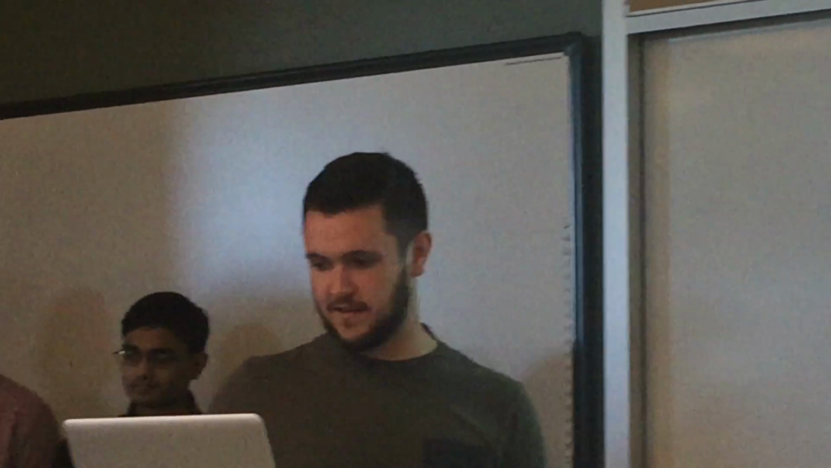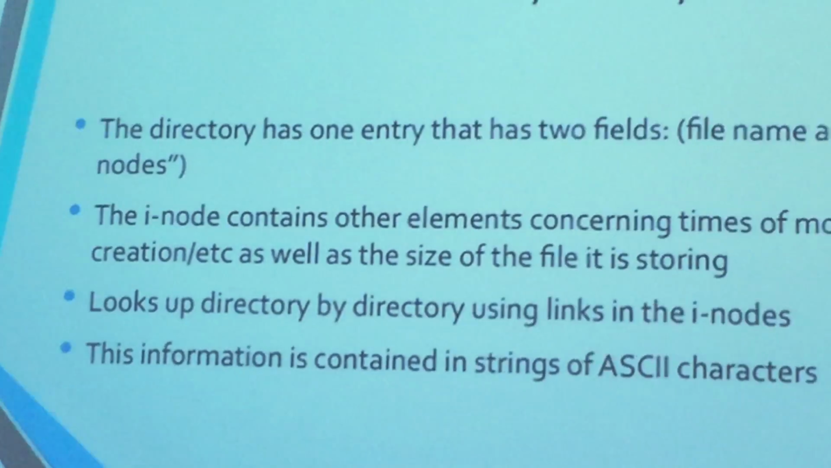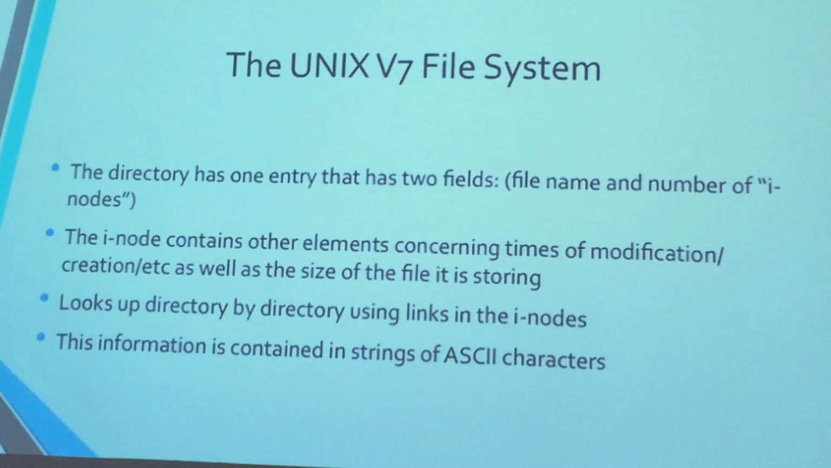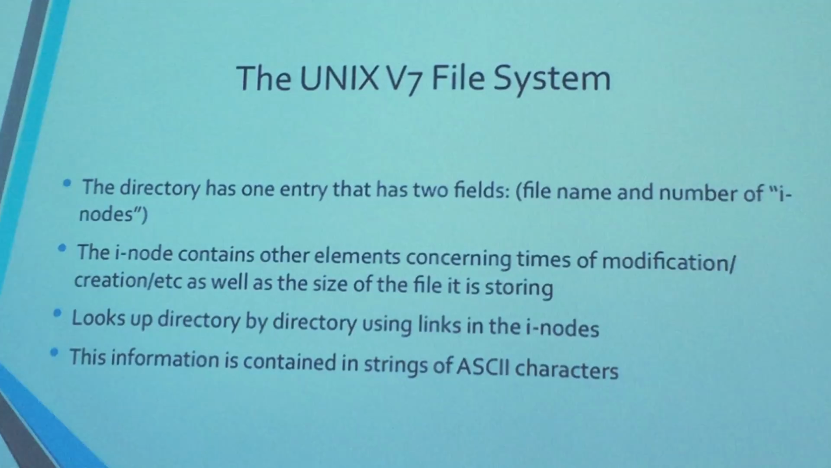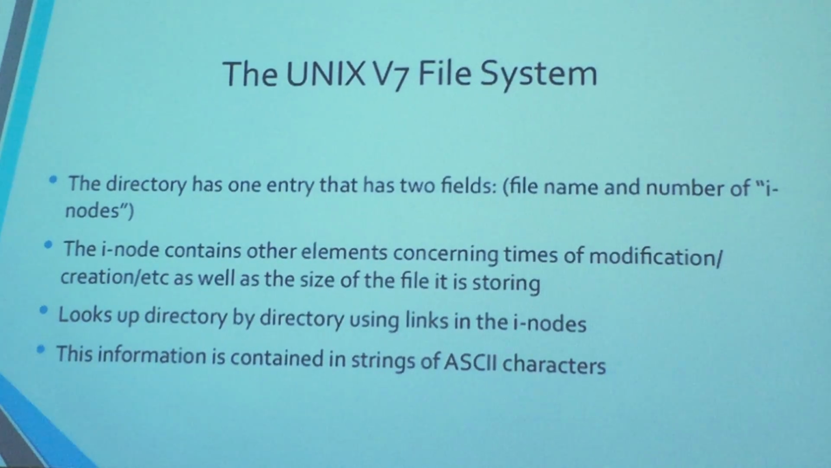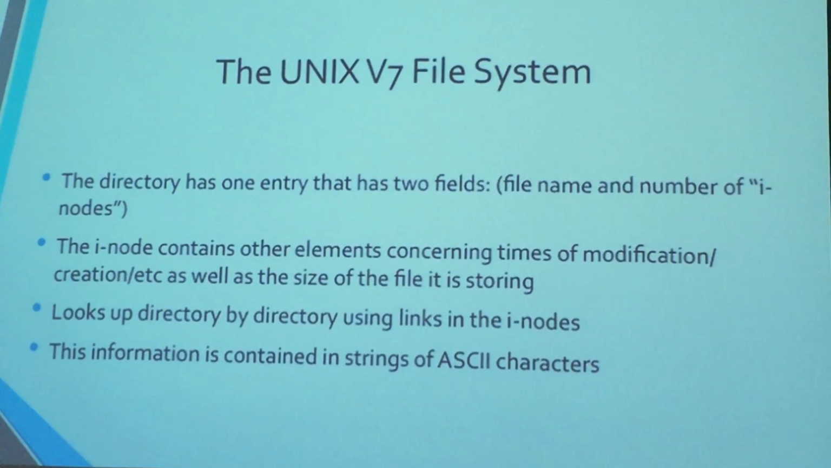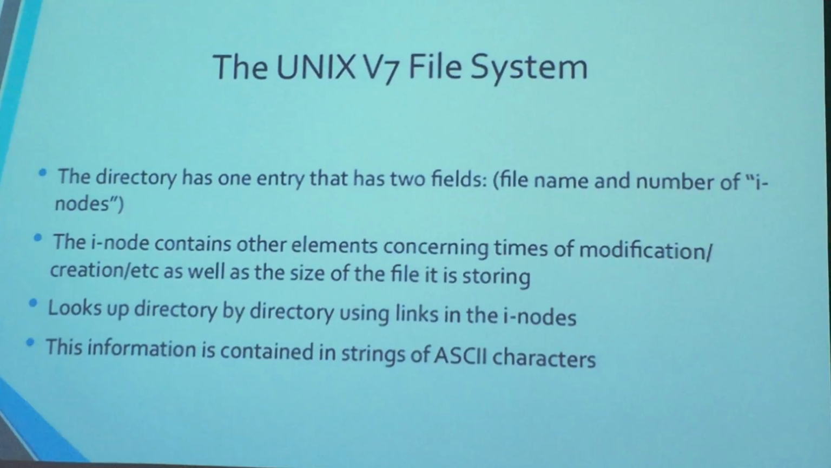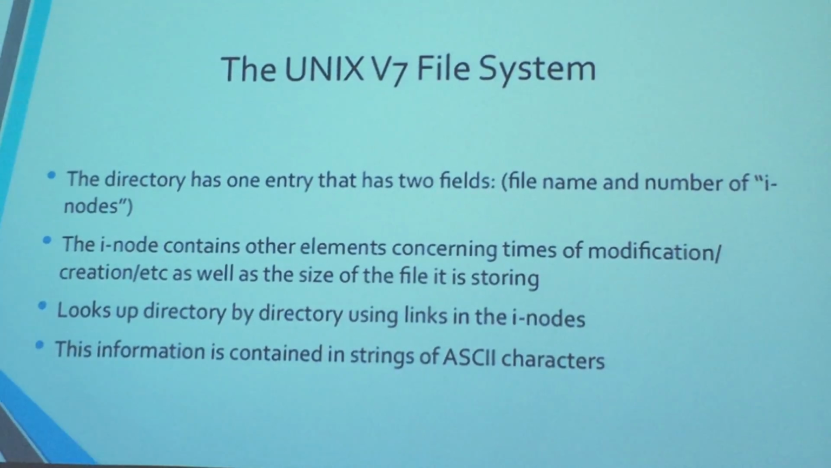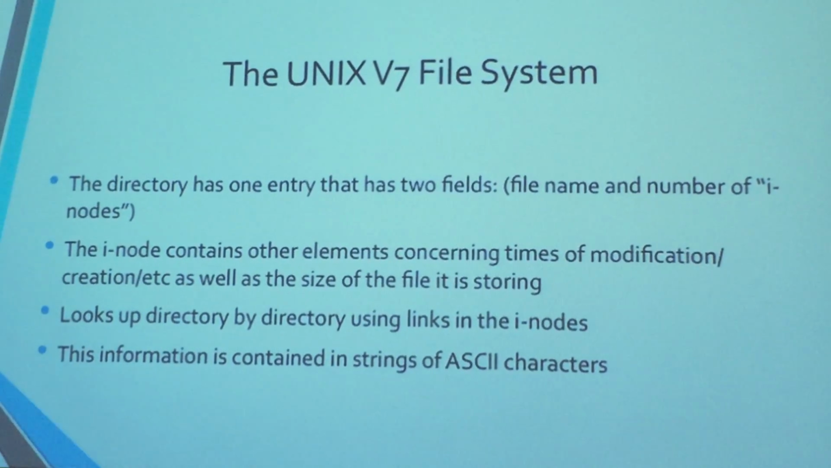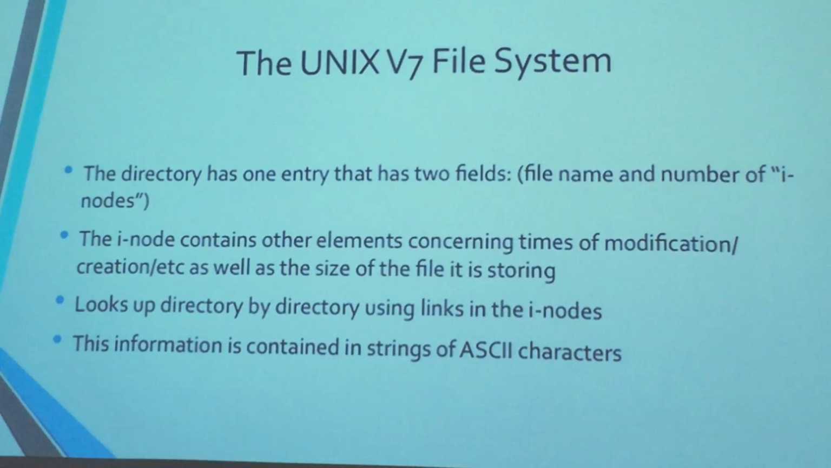So next is the UNIX v7 file system. It only has 2 entries for its fields. One entry is the file name, and the other is the inode, which it increments. And it is a fixed spot on the disk every time. The inode is 2 bytes and the file name is 14 bytes.